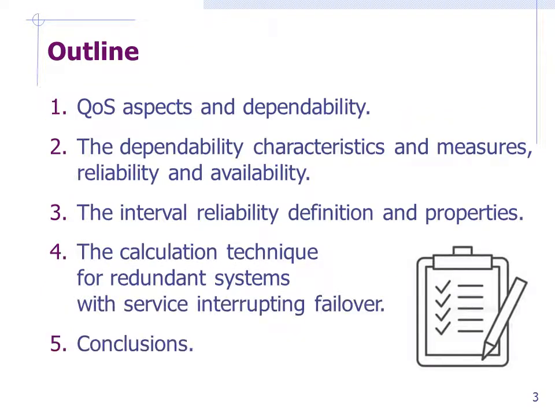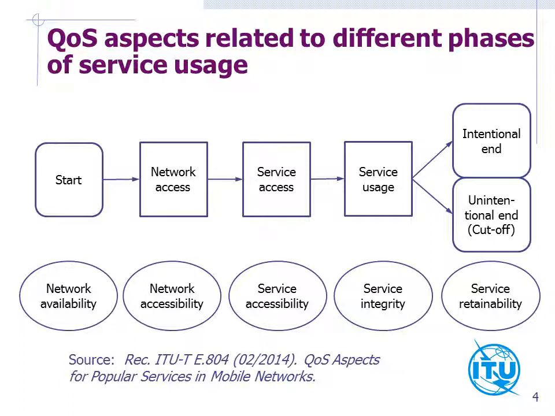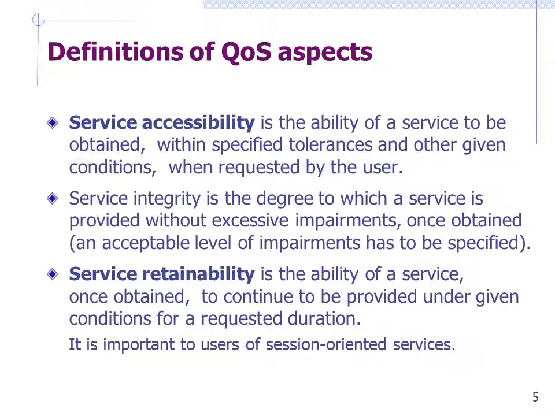Here you can see the outline of the presentation. Quality of service aspects related to different phases of service usage are depicted on the figure. The most important among them are service accessibility and service retainability. Service accessibility is the ability of a service to be obtained when requested by the user. Service retainability is the ability of a service, once obtained, to continue under given conditions for a requested duration. It is important for session-oriented services.